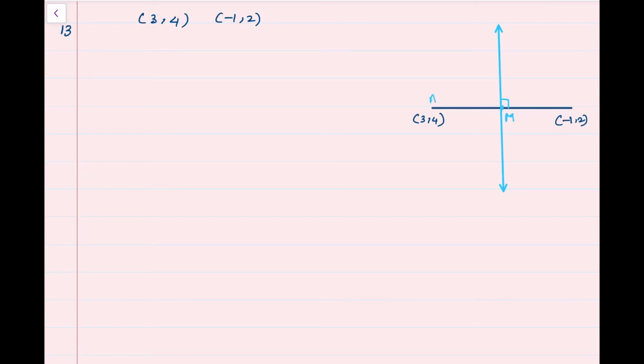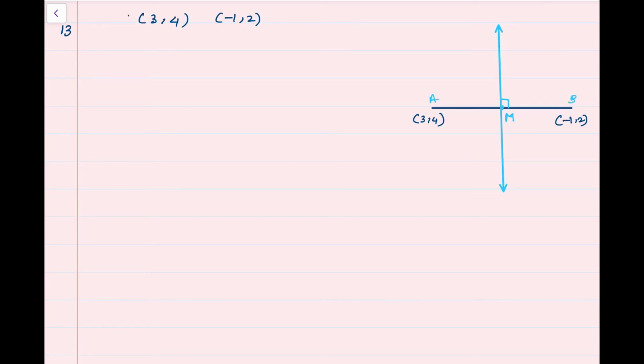Question number 13. Find the equation of the right bisector of the line segment joining the points 3, 4 and minus 1, 2. The points are 3, 4 and minus 1, 2. We have to find the equation of the right bisector. Perpendicular bisector of this line. This is 90 degrees and this is the midpoint of AB line segment.